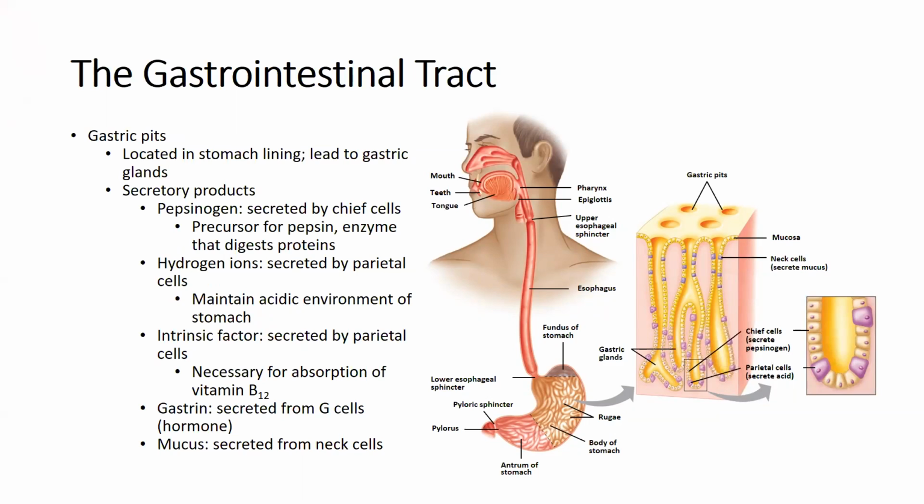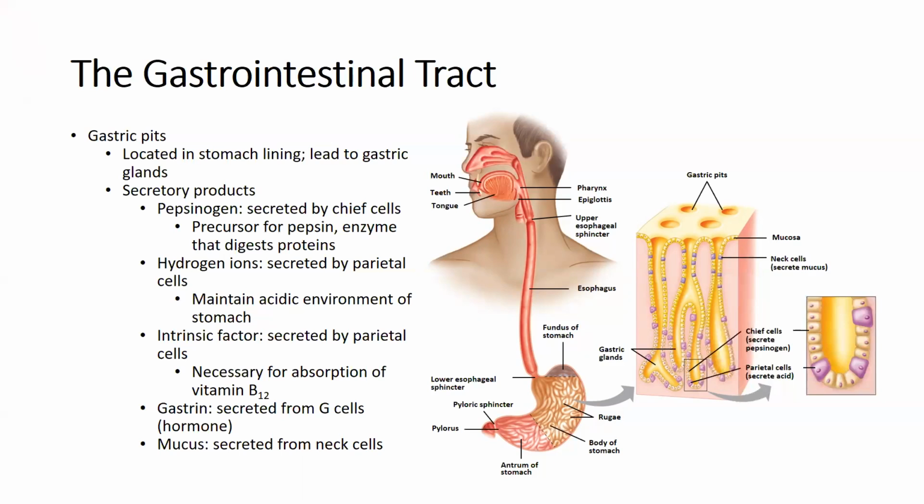And then we have a substance called intrinsic factor. Intrinsic factor is important for the absorption of vitamin B12. There's no other way for us to get this vitamin into our cells, into our blood, than via intrinsic factor. Okay? And this happens via the parietal cells. So the parietal cells secrete this intrinsic factor, which allows us to absorb vitamin B12.